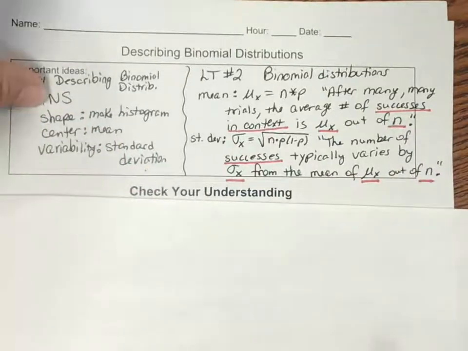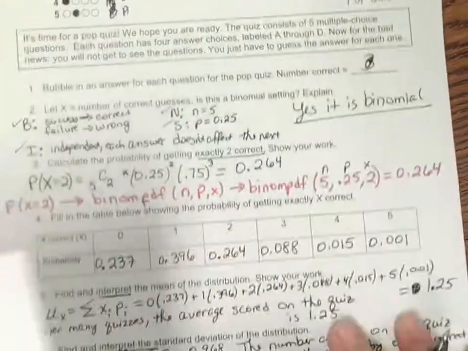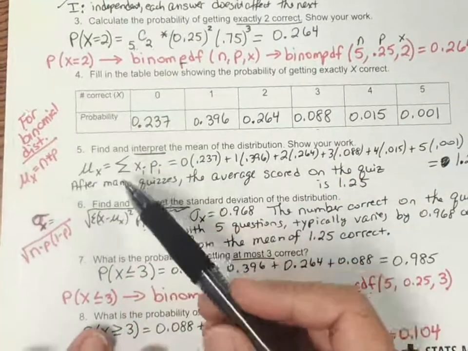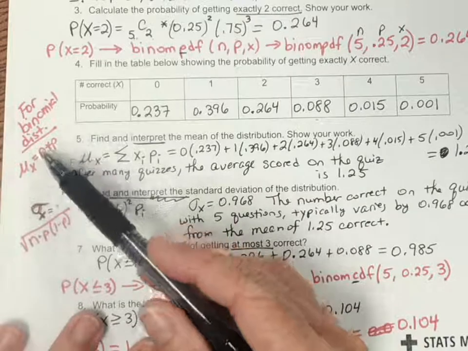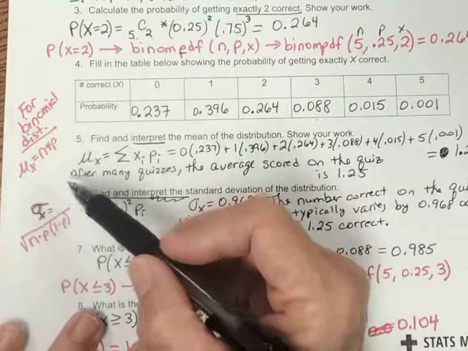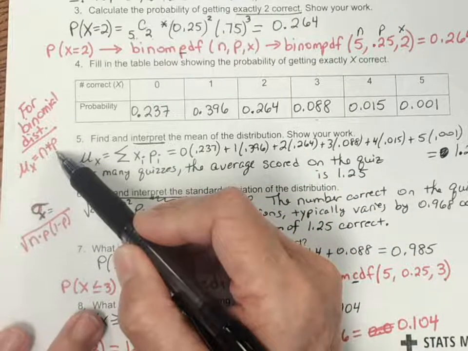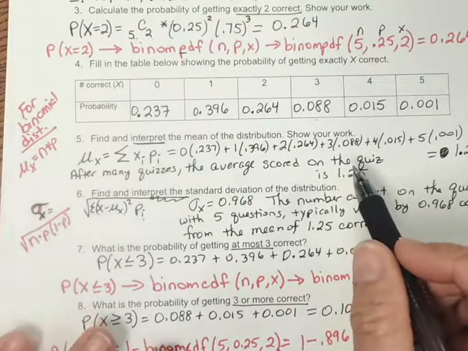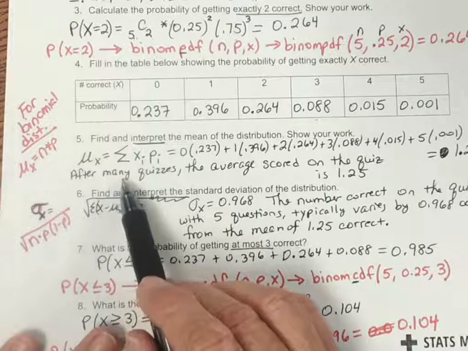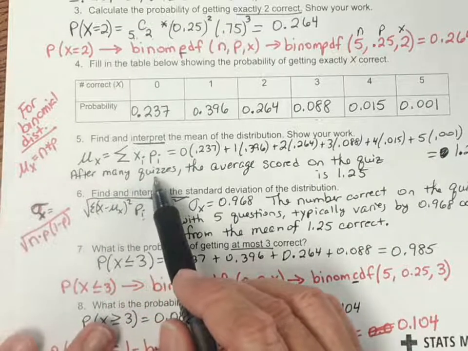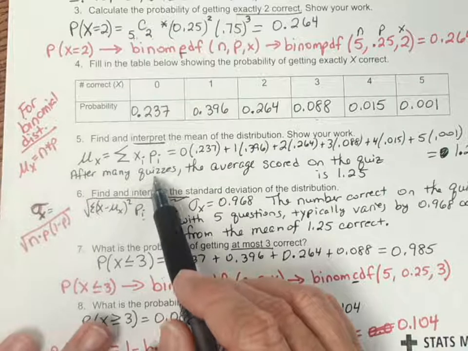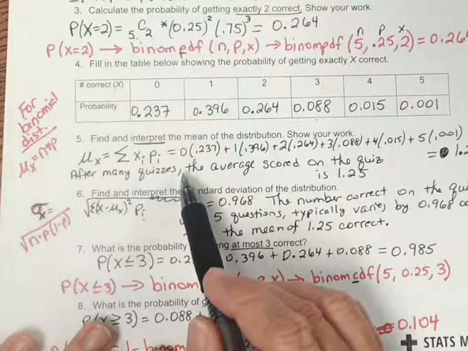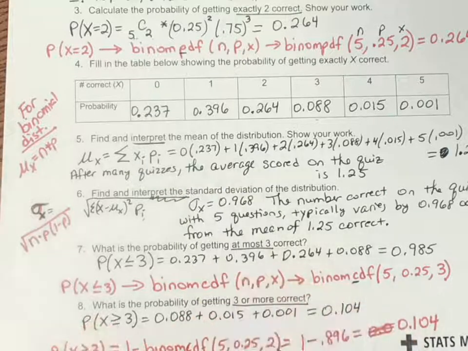As a quick refresher, let's look back on the front here. You can see I had written this over at the side. For a binomial distribution, if I wanted the mean number of successes, I would take 5 times 0.25, which is 1.25. Again, we would interpret that as, after taking many 5-problem quizzes, the average number of successes or correct answers on the quiz is 1.25 out of 5 questions.